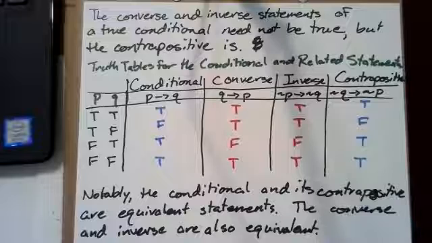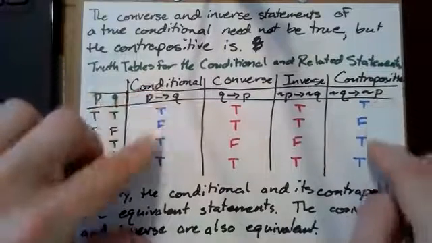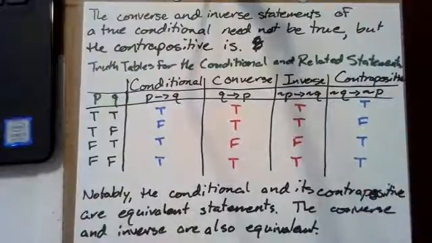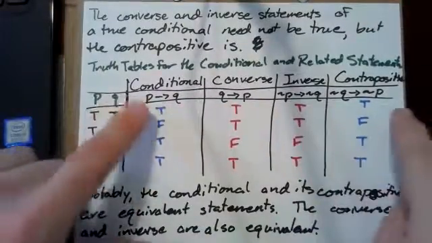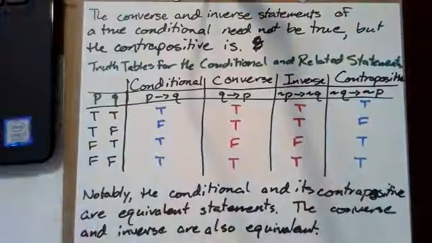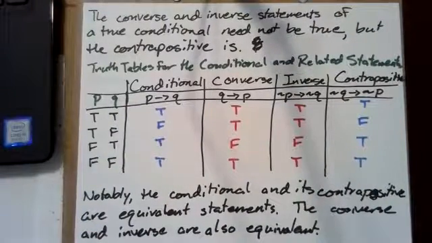So notably, the conditional and its contrapositive are equivalent because their truth tables are the same. And the converse and inverse are also equivalent. I've done the equivalent statements in the same color so you can see those.